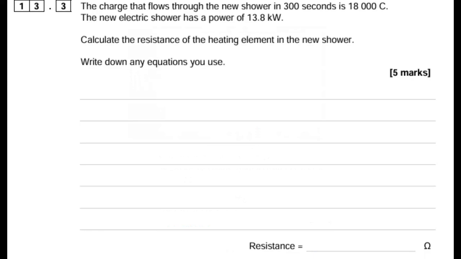Okay, moving on to the last question. 13.3. The charge that flows through the new shower in 300 seconds is 18,000 coulombs. The new electric shower has a power of 13.8 kilowatts. Calculate the resistance of the heating element in the new shower.